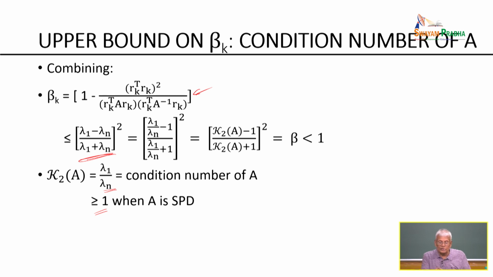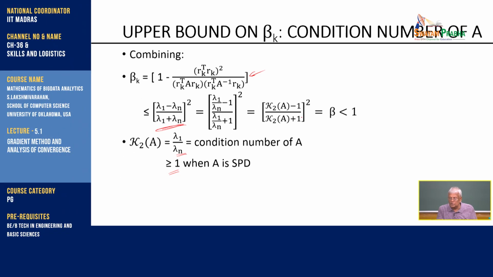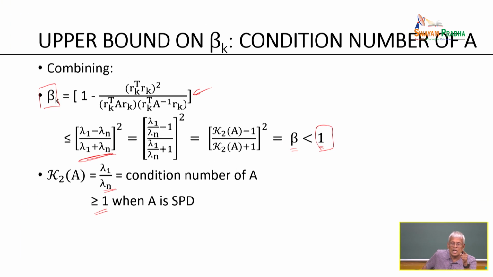Therefore, this value beta k is always less than or equal to (kappa 2 minus a divided by kappa 2 plus a) whole square. Kappa 2 minus a divided by kappa 2 plus a is always a number less than 1, and that is beta, and that is uniformly less than 1. Therefore, beta k for all k is always less than 1, by using the Kantorovich inequality.